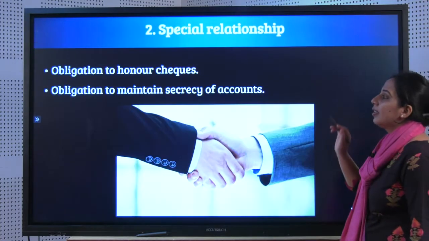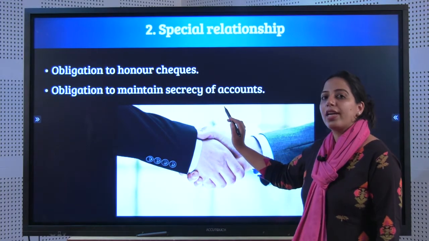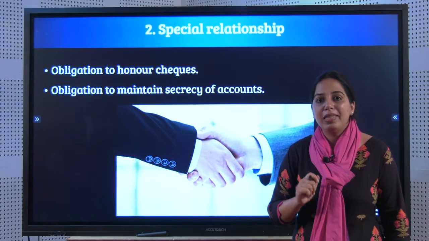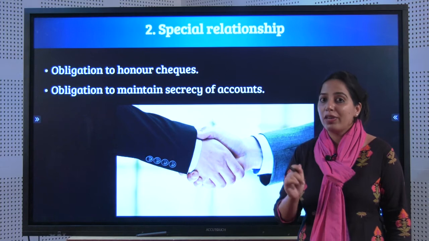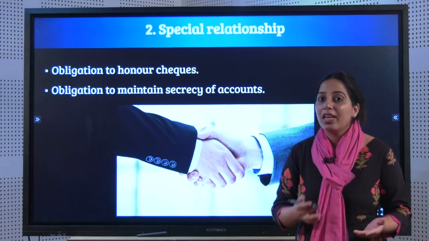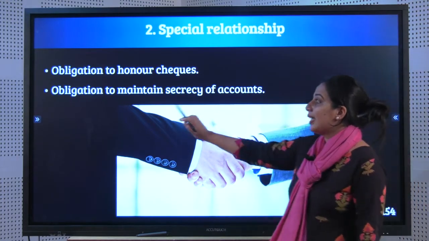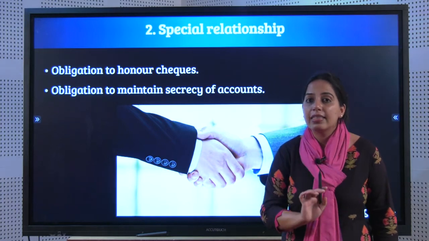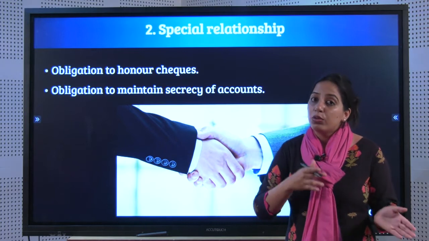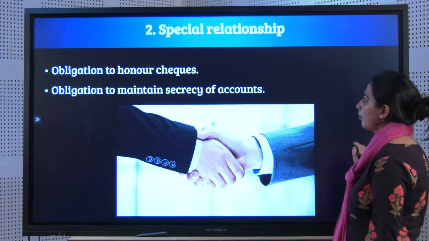Now let's look at special relationship. It's just 2. Obligation to honor checks. When you issue a check, the bank is obliged, meaning it's compulsory for it to honor it or give money for the value written in the check if that money is there in your account. Second, it has the obligation to maintain secrecy of your account. It cannot go and tell your account details to someone else. It is supposed to keep it secretive.